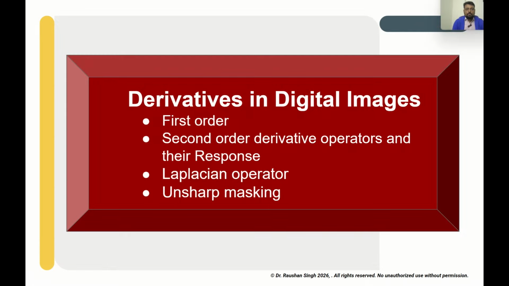Derivatives in digital image processing. The derivatives in digital image processing basically have the first order and the second order, the Laplacian operation, and unsharp masking. So how we apply these things in real time, that we are going to see.